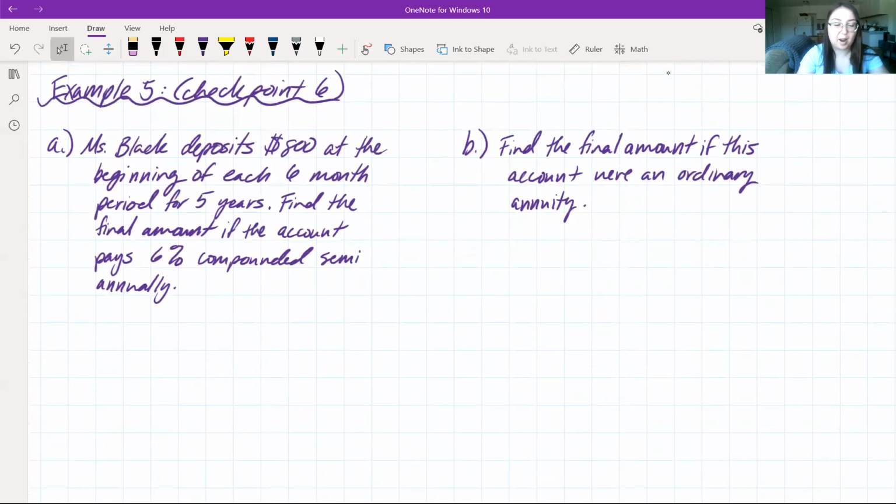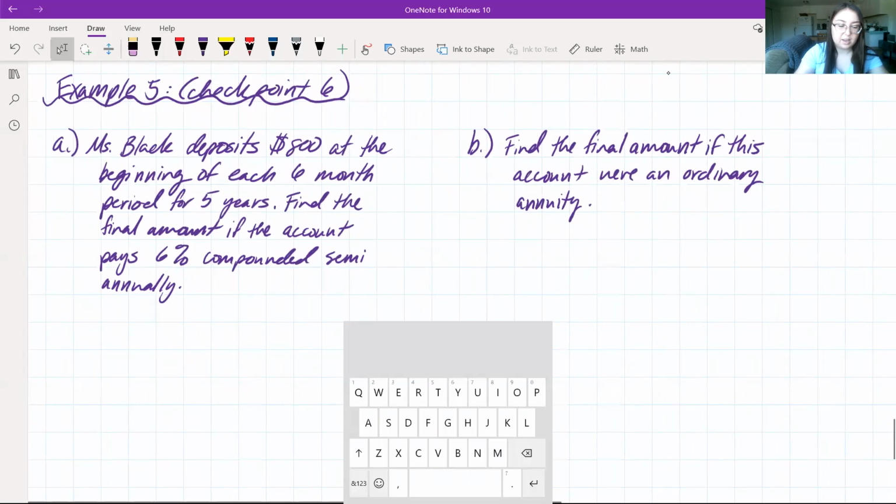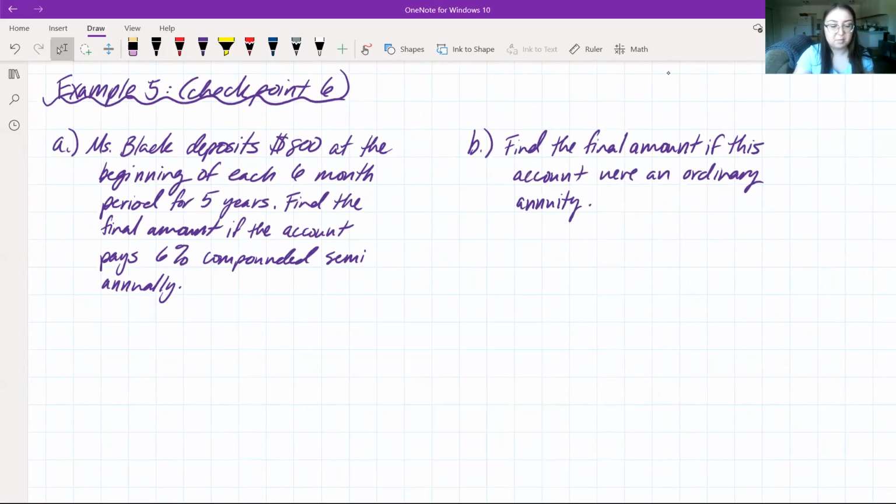To put this into practice, we have example 5, which is also checkpoint 6. Ms. Black deposits $800 at the beginning of each 6-month period for 5 years. We want to find the final amount if the account pays 6% compounded semi-annually.